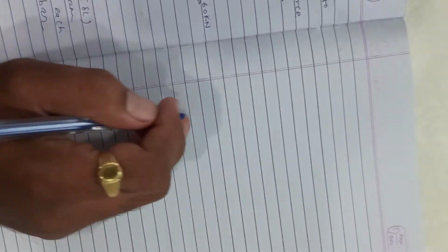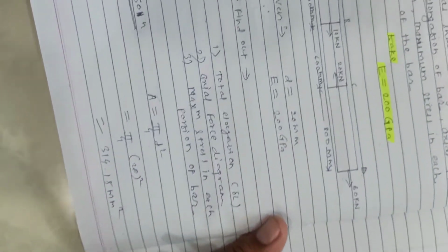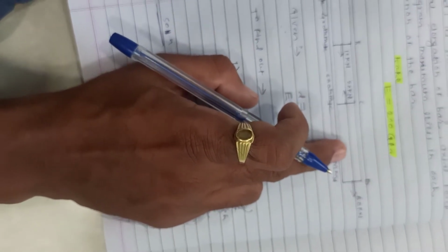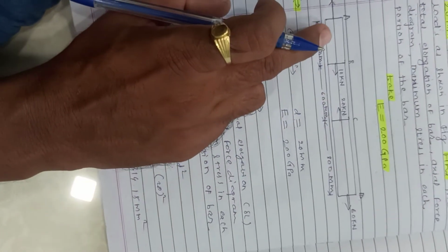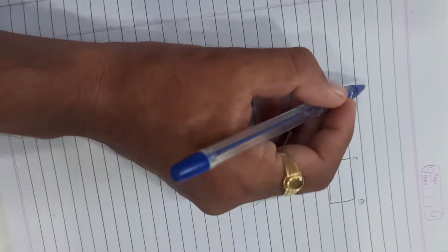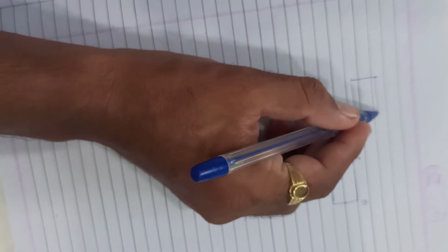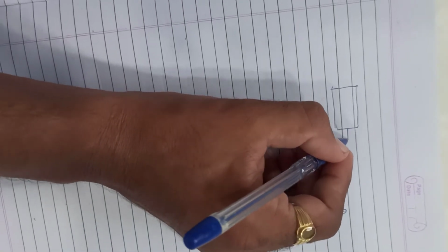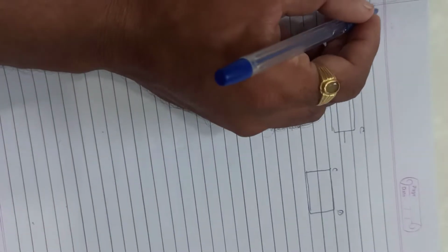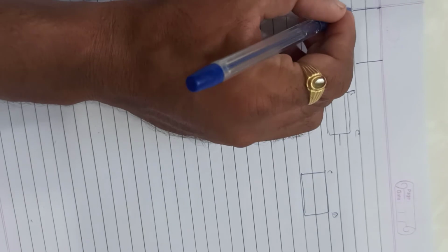Now we will draw the force diagram for this condition. You know very well that we consider first section CD, the last section, then section BC, and lastly section AB. So let us draw the force diagram. This is section CD, then section BC, and first section AB.